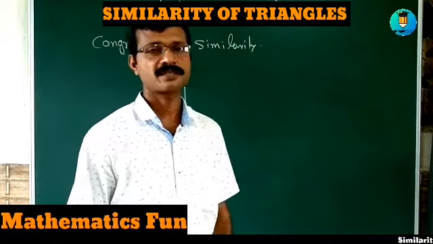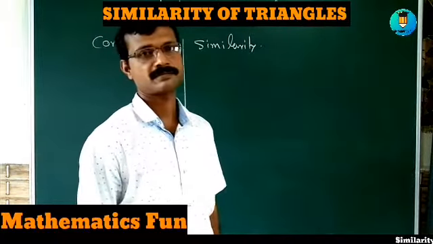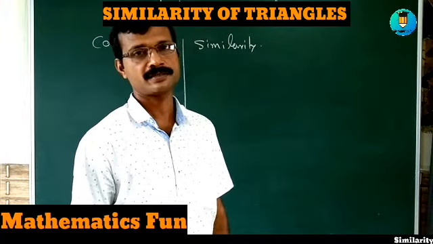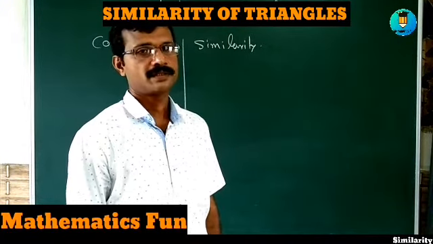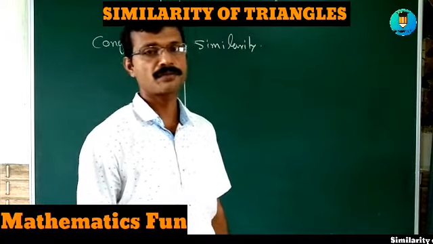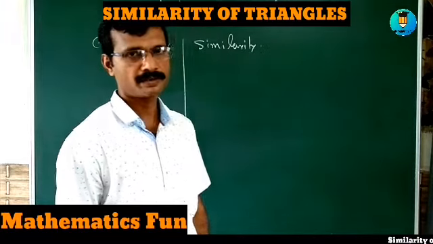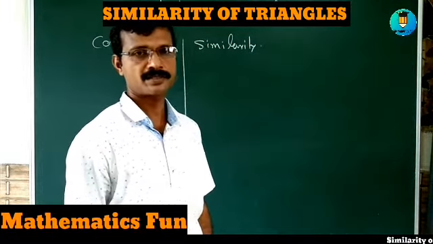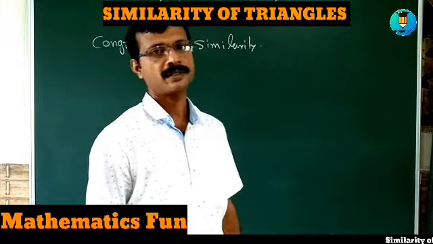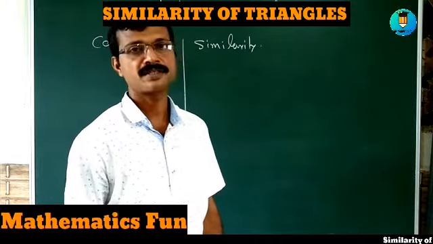Today we are going to discuss chapter number 30, similarity, that is similarity of triangles. In one way we can say it is a continuation of congruency. You studied congruency of triangles from standard 7 onwards, in 7th, 8th and 9th classes. It's a further part that comes in similarity.